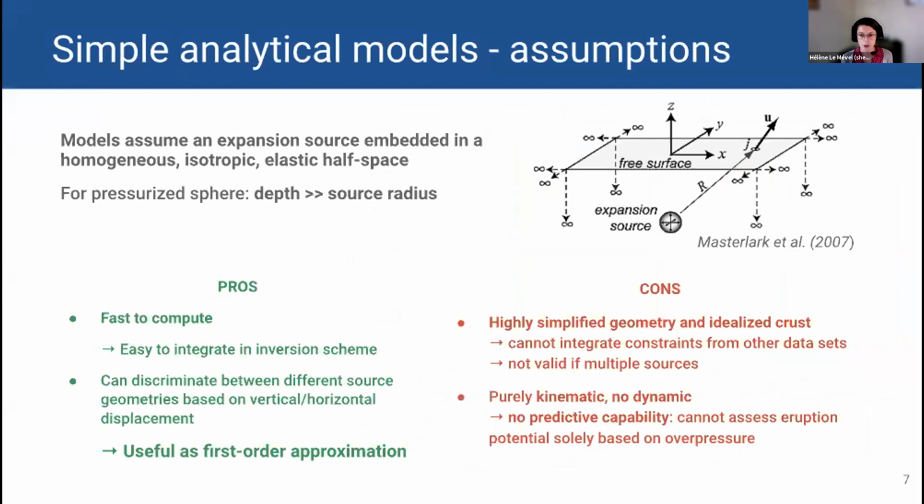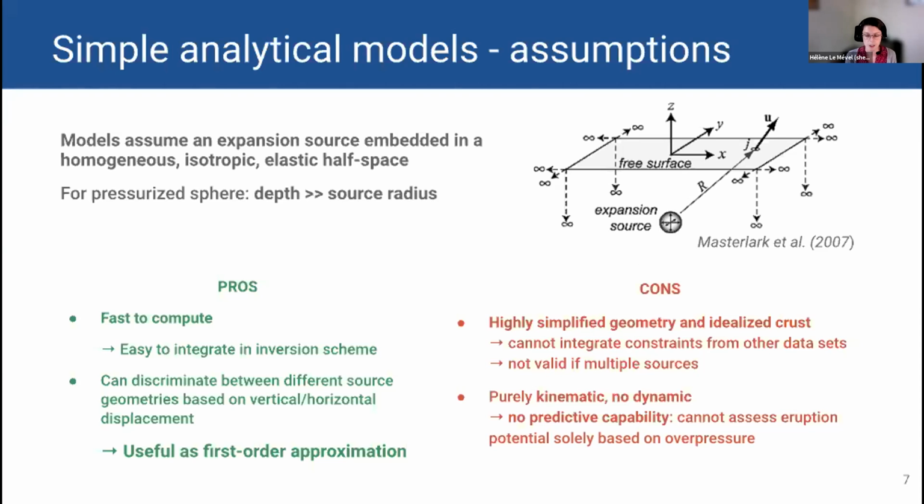The models I just showed assume that the expansion source is buried in a homogeneous, isotropic, and elastic half space. It means, as shown on this sketch here, that the lateral and the depth boundaries extend to infinity. There's no topography, no layering or spatial variations of crustal elastic parameters. For the pressurized sphere, such as the Mogi model, it's also important to note that it's only applicable if the depth is much greater than the source radius.